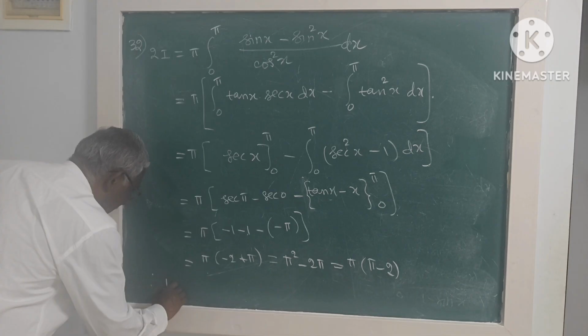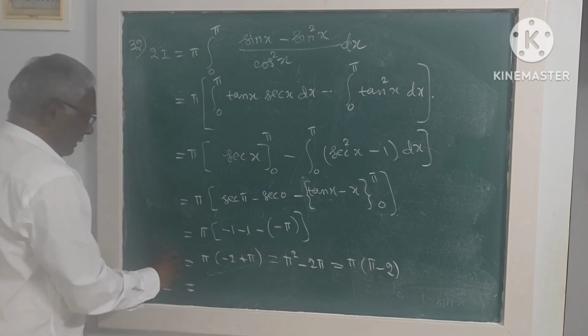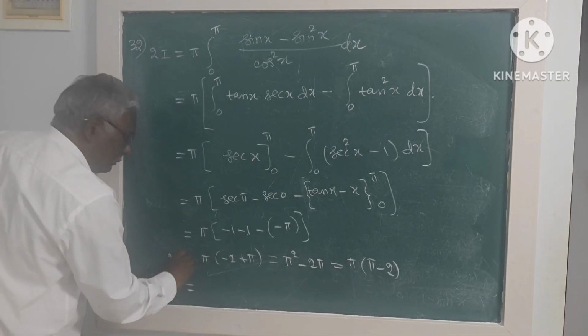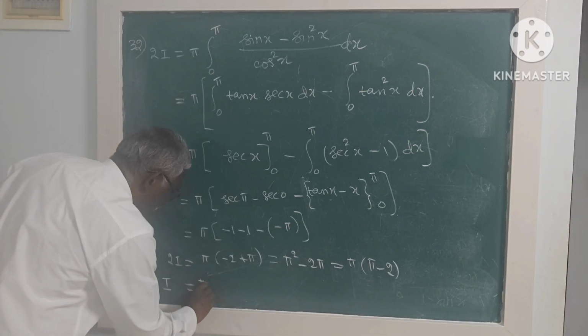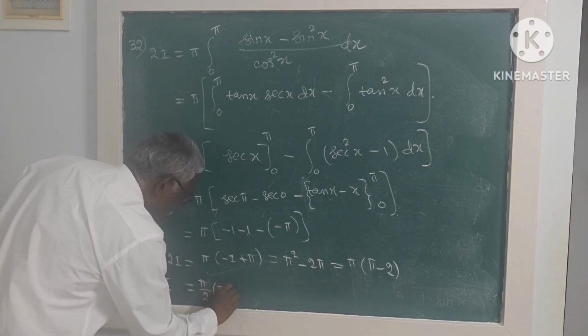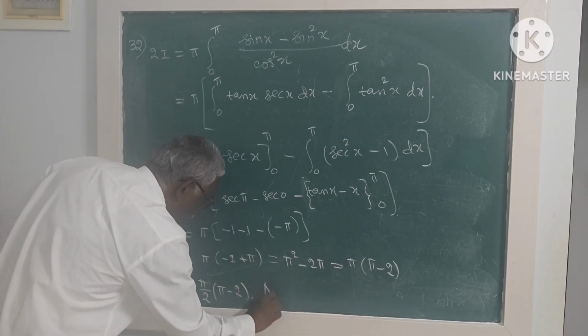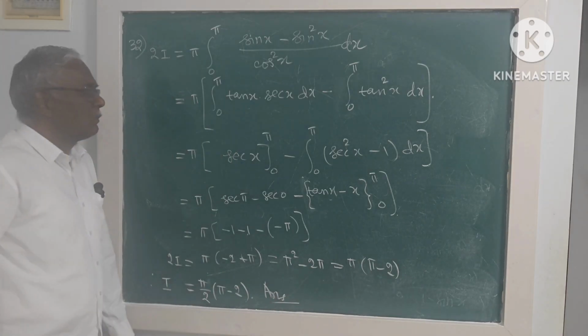Therefore I is equal to pi by 2 into pi minus 2. So this is the answer.